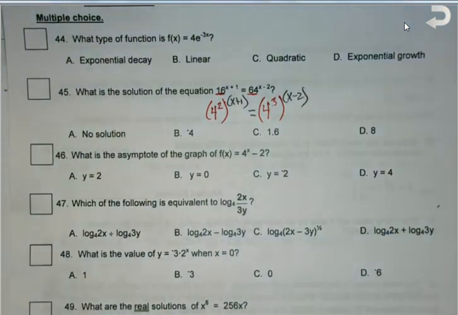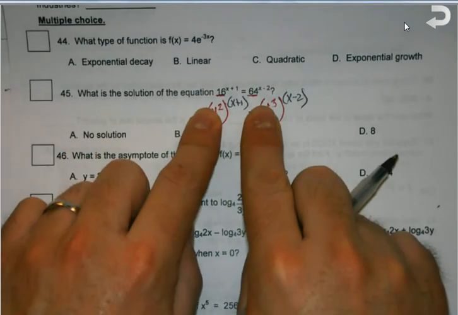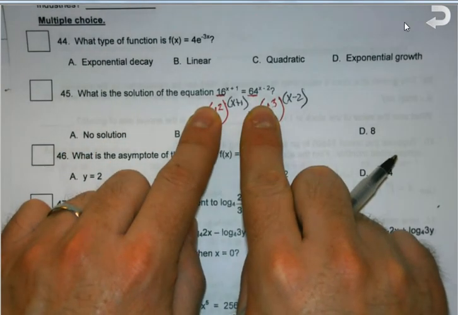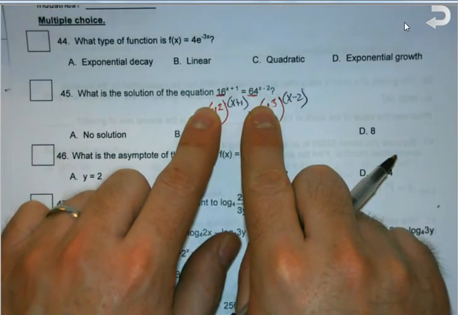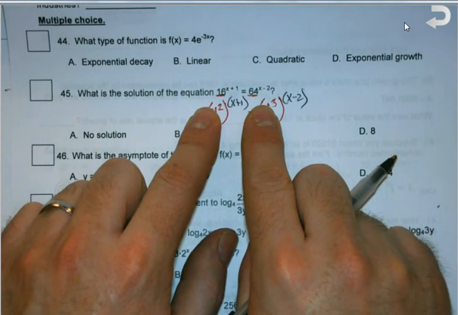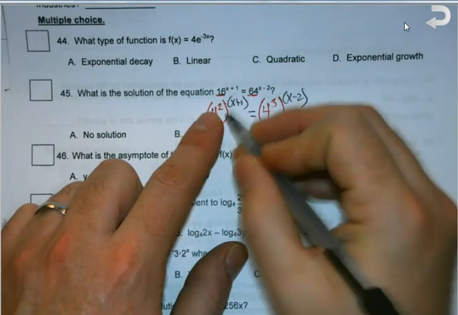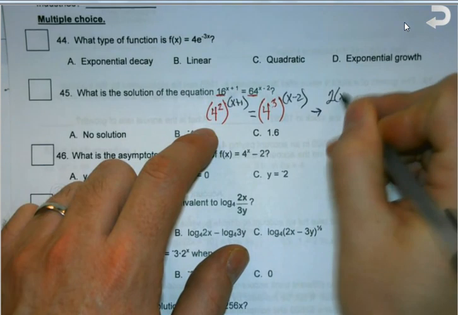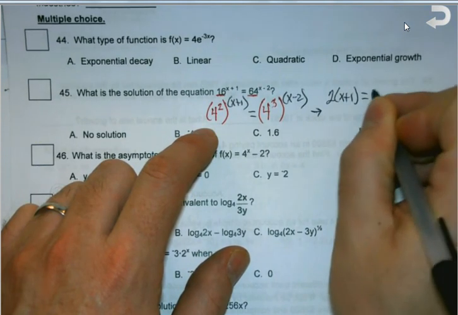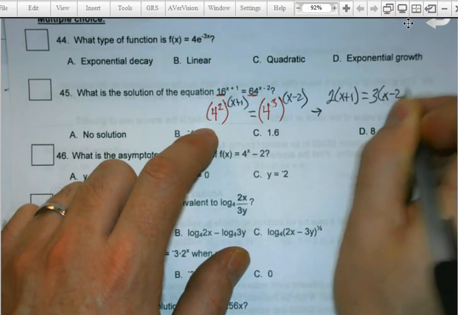Once I get here, I sort of ignore my bases at this point and just look at the exponents. Remembering my exponent rules, you multiply the exponents when you go power to power. So what's that going to cause? Well, I'd have 2 to the x plus 1 equals 3 to the x minus 2.